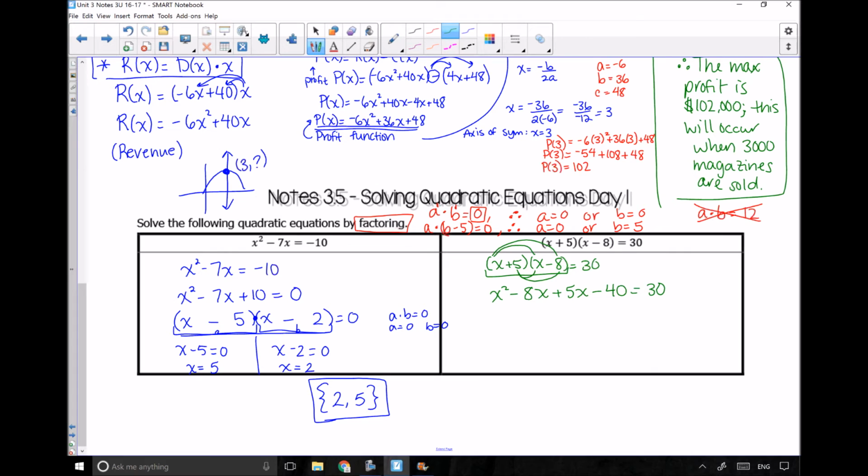Now I'm going to collect like terms on the left side. So I'm going to get x squared right here. This gives me minus 3x minus 40 equals 30.